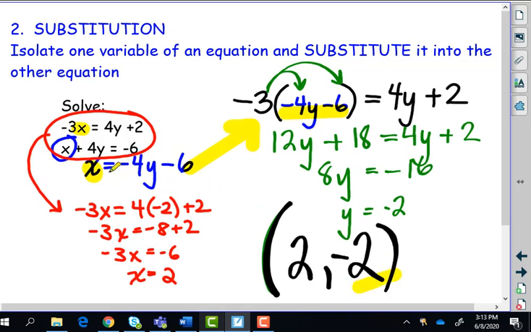So let me just say that again. This is brand new. Normally we would spend a whole day on this. So if I have any set of equations, and it's easy just to get one letter by itself, I do that.